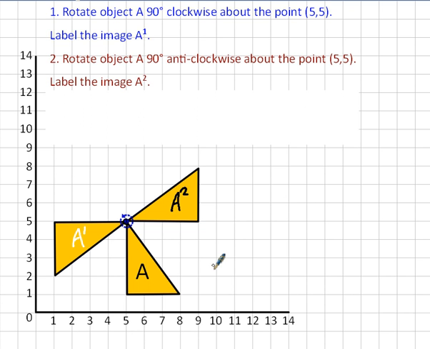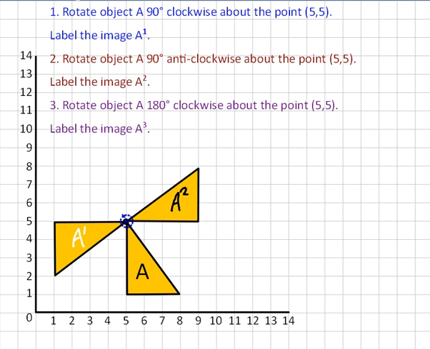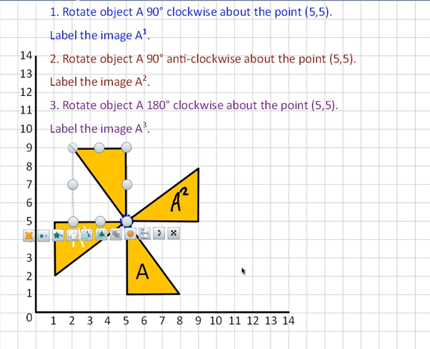Label it A2. And then finally it says rotate object A 180 degrees clockwise about the point 5,5. So same centre of rotation, but now we're rotating at 180 degrees. And it doesn't matter if I go clockwise, which would have been that way, or anti-clockwise, which would be this way, I get the same image. But it says clockwise, so I'll do it clockwise, just to show you. Alright, there it is. And label it A3.